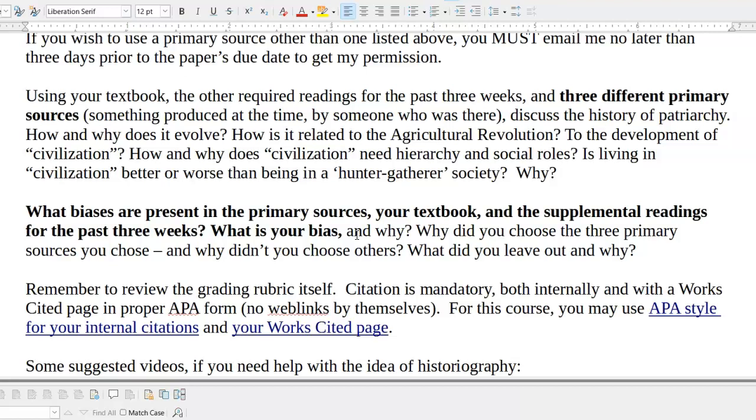Why do you have that bias? Why did you choose the 3 primary sources you chose? And why didn't you choose other ones? That doesn't necessarily mean you need to list all 9 of them, but you need to have a pretty good idea about why you chose the 3 you chose and how they fit into your argument.